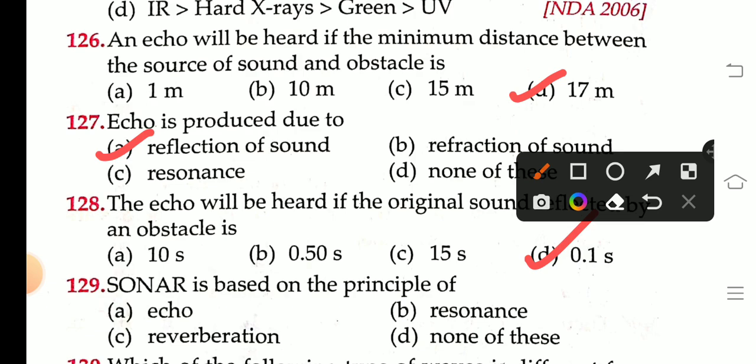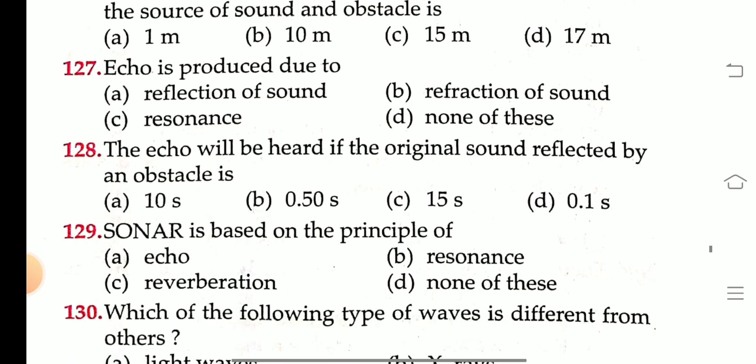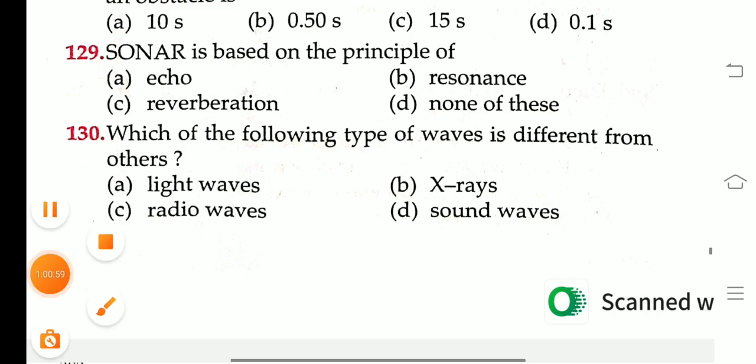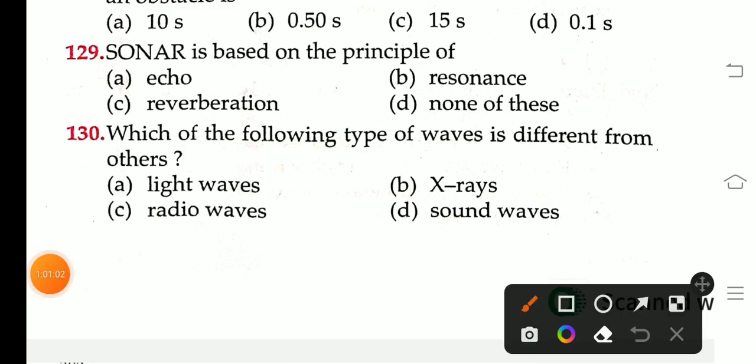Next, sonar is based on the principle of. Right answer option A, echo. Next, which of the following types of waves is different from others? Right answer option D, sound waves.